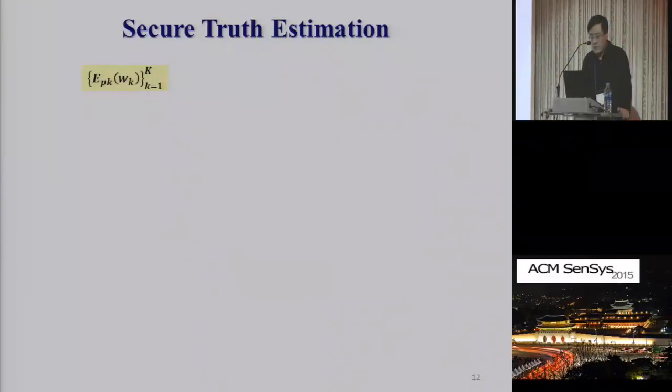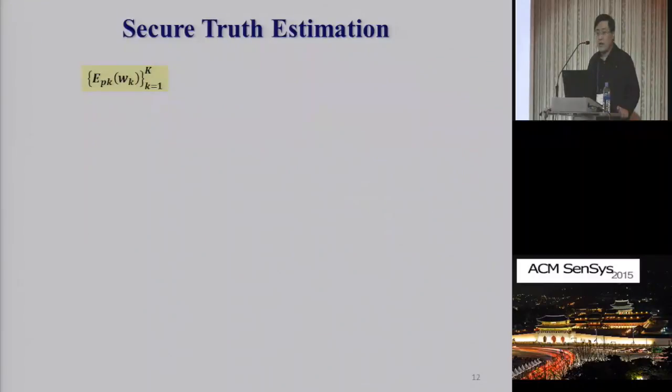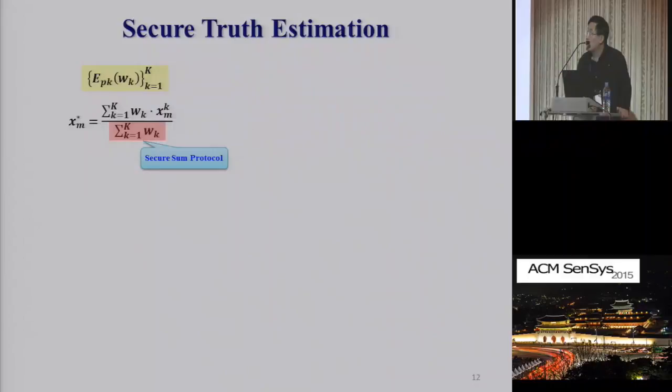Okay, so let's get to the second phase, which is the secure truth estimation phase. Here, what each user currently has is the weight, but in ciphertext. So in order to calculate the truth for each object using this formula, which is actually the weighted average of user observations, we need to first calculate the summation of the user weights. This part is pretty straightforward. We can simply apply the secure sum protocol. And the challenge is how to calculate the weighted summation of user observations.